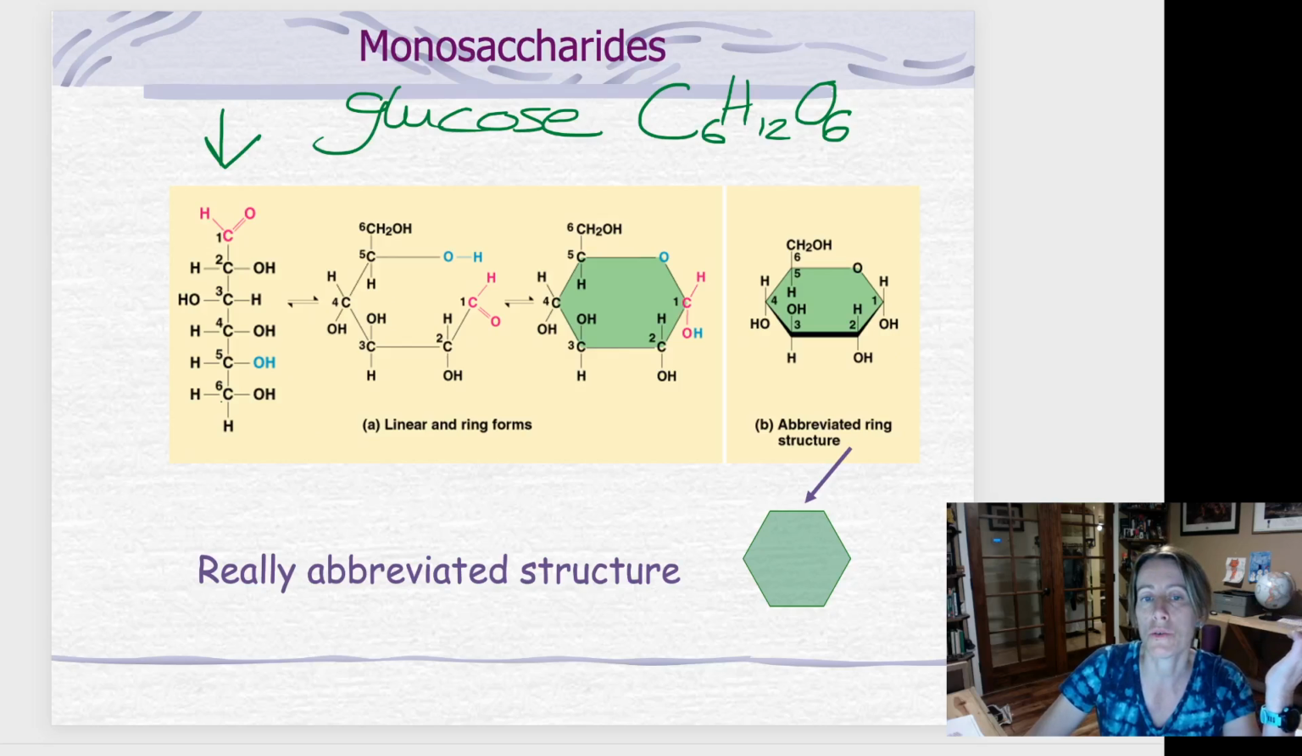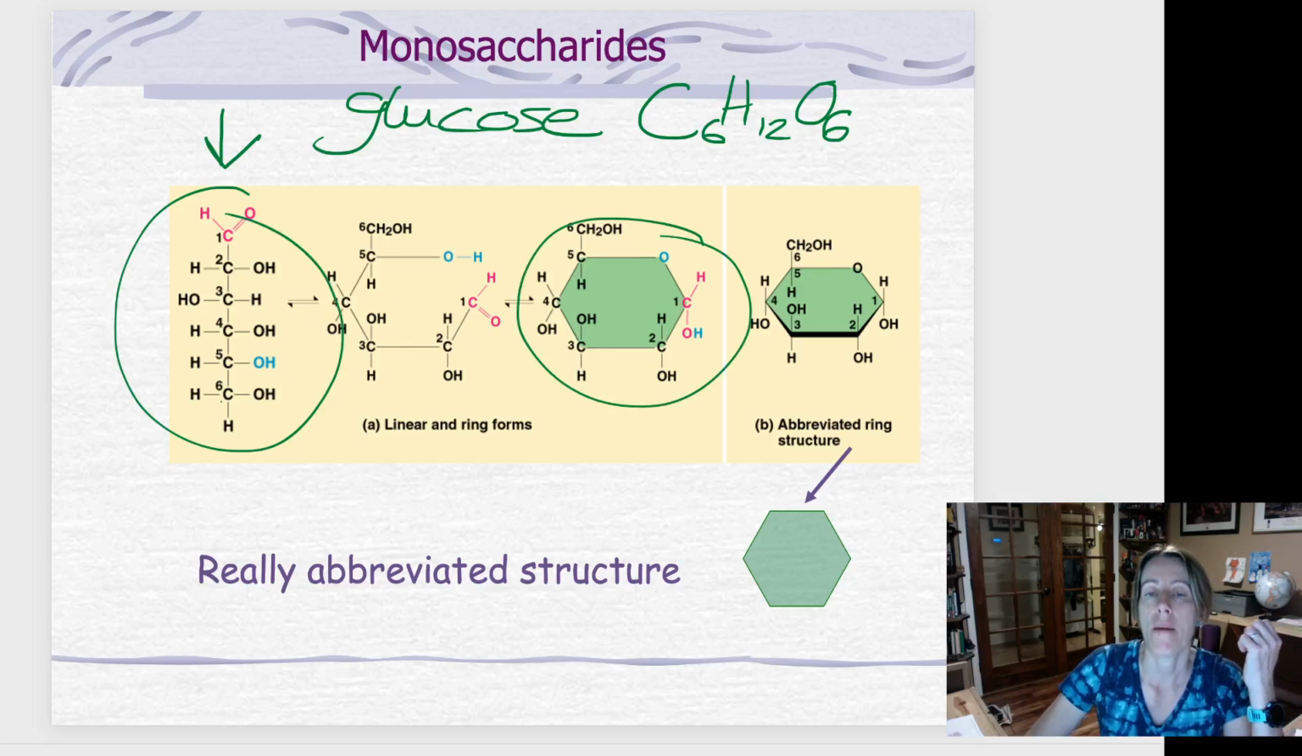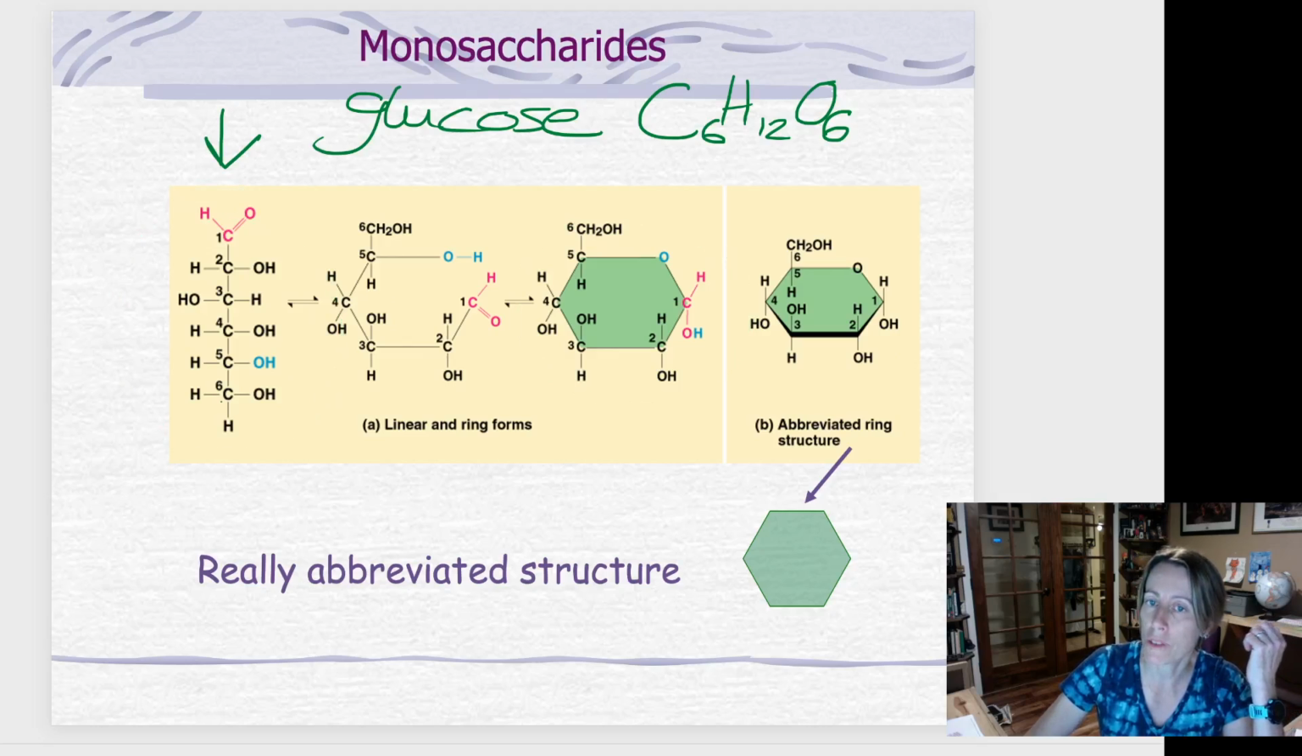So it comes in 2 forms, the linear form and the ring form. But when glucose is dissolved in water, which it is most of the time in your body, floating around in your blood, which is watery, or in your cells, which are full of water, glucose tends to be the ring. So we tend to draw it like a ring shape or this hexagon to summarize it for biology.